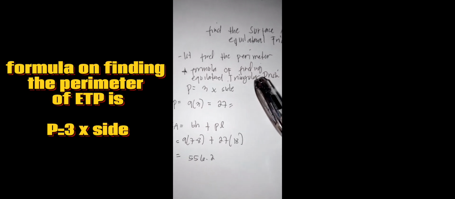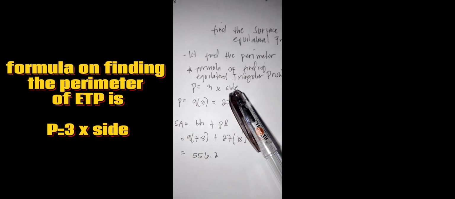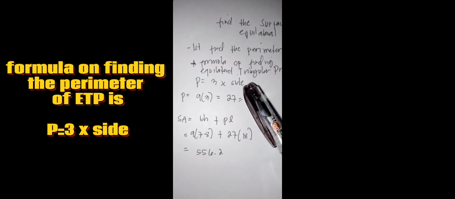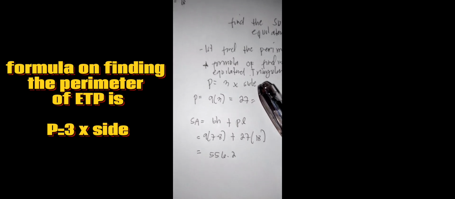Now moving on to finding the surface area of this given image. So, finding the surface area of the equilateral triangular prism. First things first, we just have to find our perimeter. The formula for the perimeter of an equilateral triangle is 3 times the side, or the length of the side of our equilateral triangle.